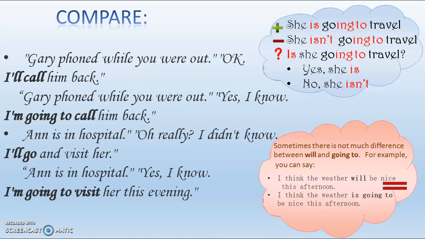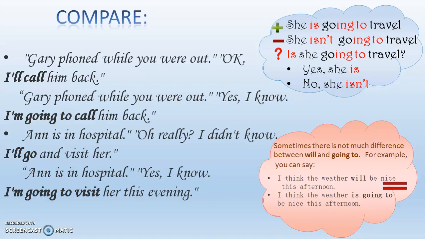Examples about Anne. Anne is in hospital. Oh, really? I didn't know. I'll go and visit her. I decide right now. Anne is in hospital. Yes, I know. I'm going to visit her this evening.